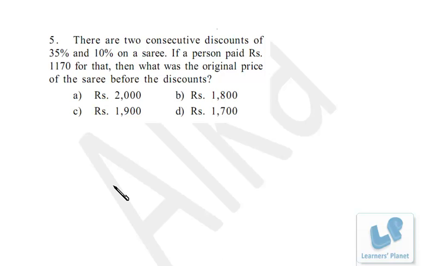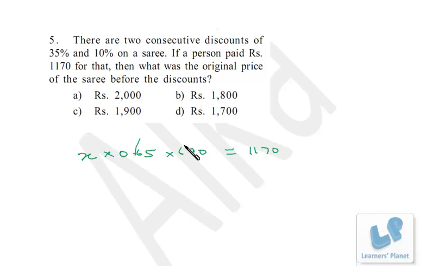Now, there are two consecutive discounts of 35% and 10% on a sari. If a person paid rupees 1170 for that, then what was the original price? I assume the original price is X. After the first discount of 35%, the price becomes 0.65 of this, right? After the second discount of 10%, the price becomes 90% of this, right? And finally the price is 1170, right?